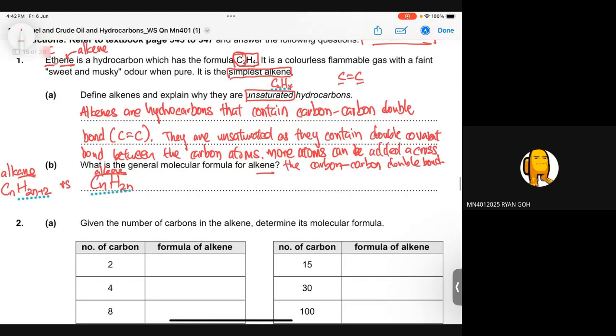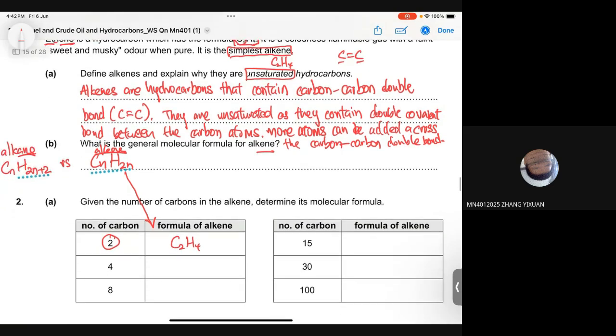So with that, next person, Yixuan, can you help me for alkene? What's the formula for alkene if it has 2 carbon? I want you to apply the general formula and tell me what's the formula for this. C2H4. Okay, I think it's not too tough.